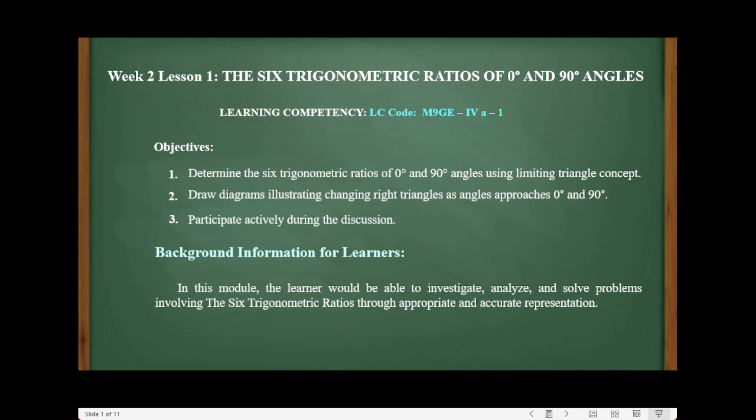This is your junior high school math teacher, and in this video I'm going to discuss the second week lesson in your Mathematics 9. And this is the 6 trigonometric ratios of 0 and 90 degrees angles. After you watch the video, you should be able to determine the 6 trigonometric ratios of 0 and 90 degrees angles using the limiting triangle concept. You should also accurately draw diagrams illustrating changing right triangles as angles approaches 0 and 90 degrees.